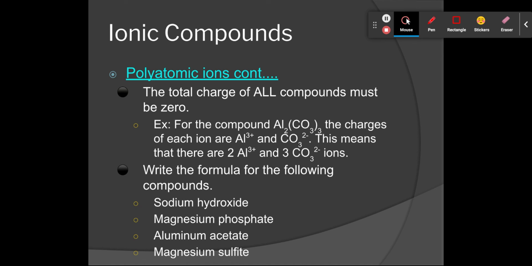So I'm going to stop there. And I don't even want you to worry about these examples that are at the bottom. We are going to do those tomorrow. So you're going to finish with your notes here, and then we will pick up tomorrow and talk more about these types of compounds. So have a great day.